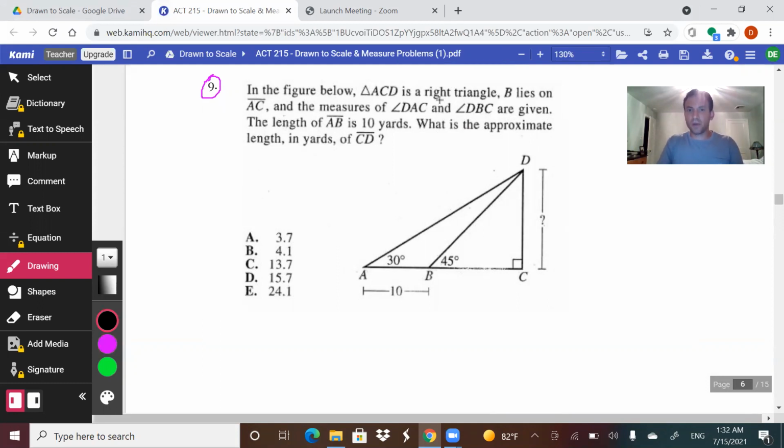In the figure below, ACD is a right triangle, B lies on AC, all this is shown to us, and the measures of DAC and DBC are given. The measures are 30 and 45. The length of AB is 10 yards. What is the approximate measure of CD?